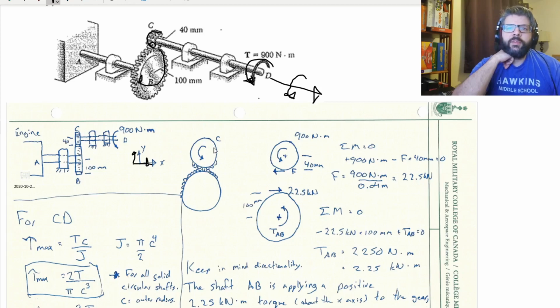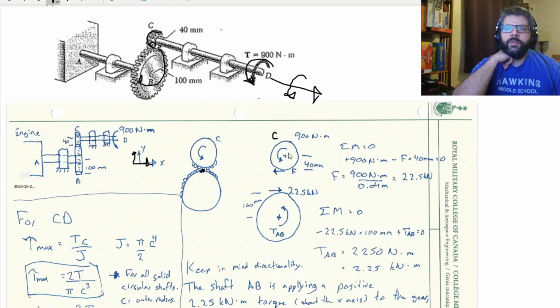So we've got the gears here, the teeth mesh there. So we can just draw a quick free body diagram of the gear at C. It's this one here, C. So it's going to have a moment applied to it, again a positive moment about the x-axis applied to it by the shaft. And then it is also going to have a force applied to it from the other gear.